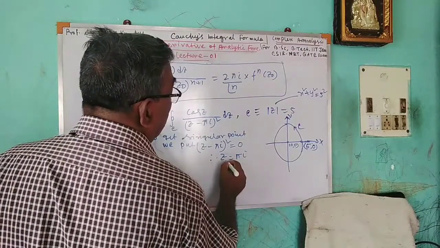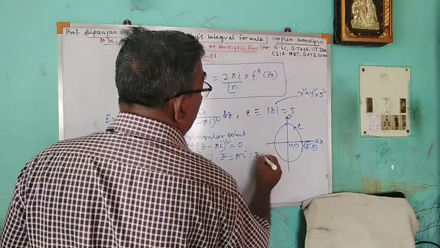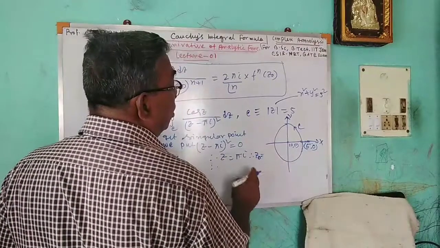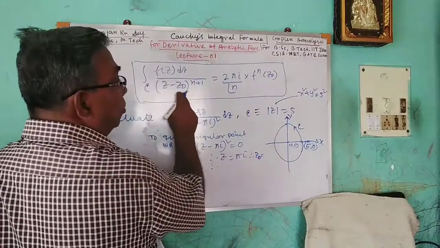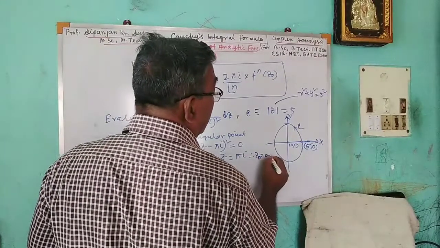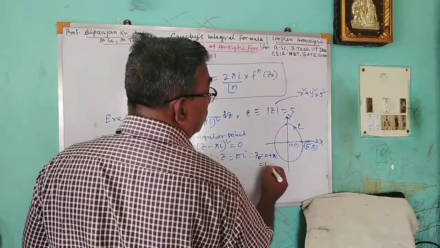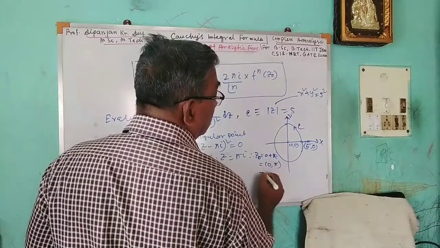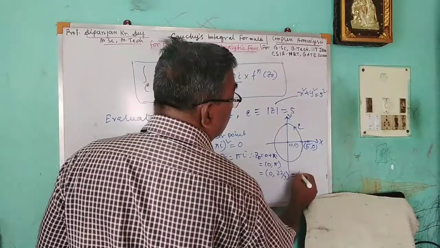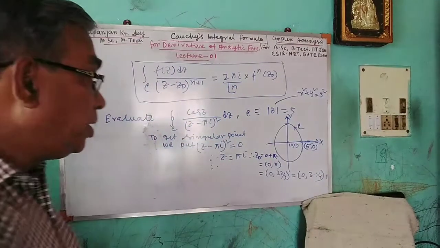This is the singular point, z0 equal to pi I. That is z0 equal to this. I am taking the singular point, that is this z0. So this is the z0 value. So 0 plus pi I we can write, that is equal to 0 comma pi. 0 comma pi means 0 comma 22 by 7, that is equal to 0 comma 3.14. This is the singular point.